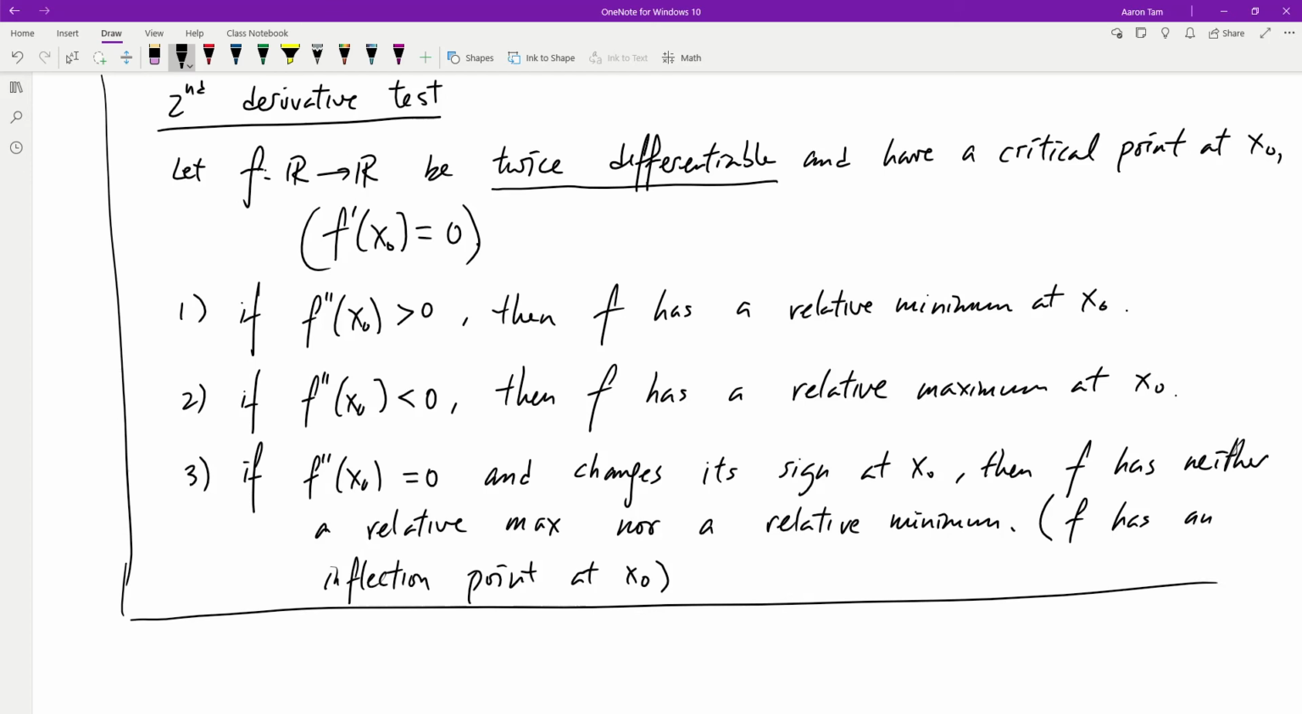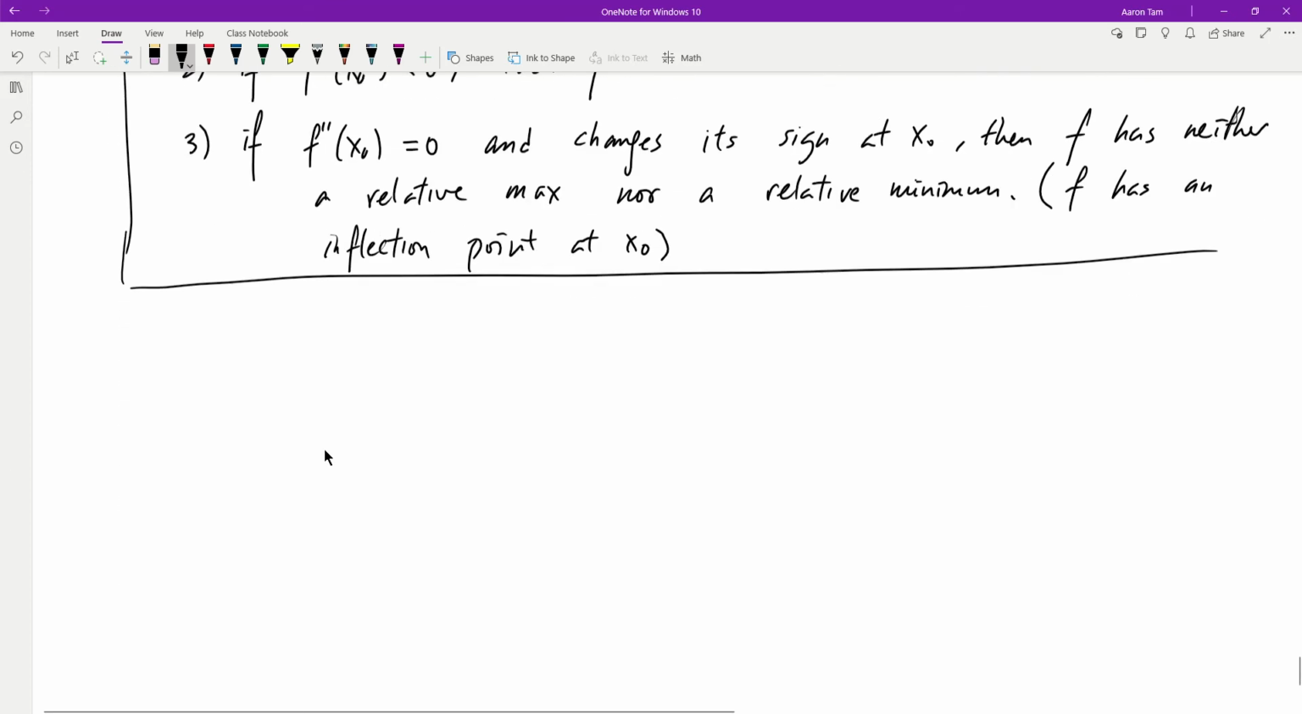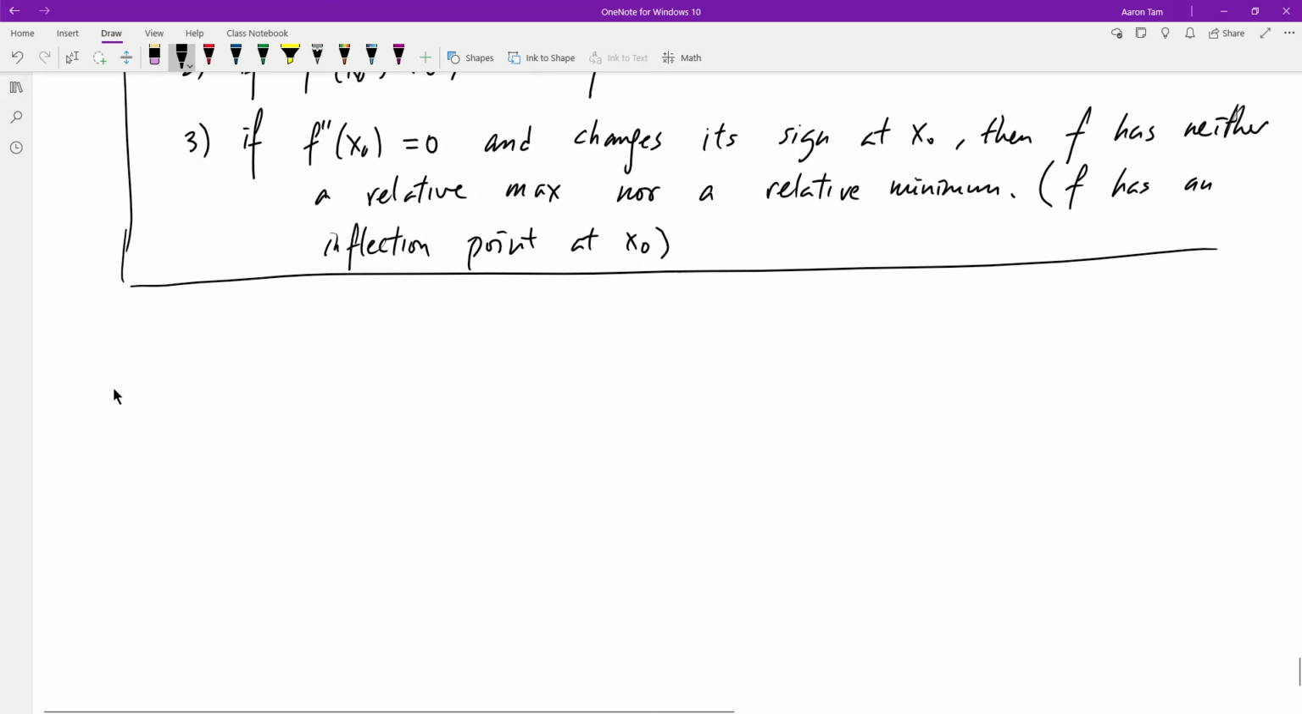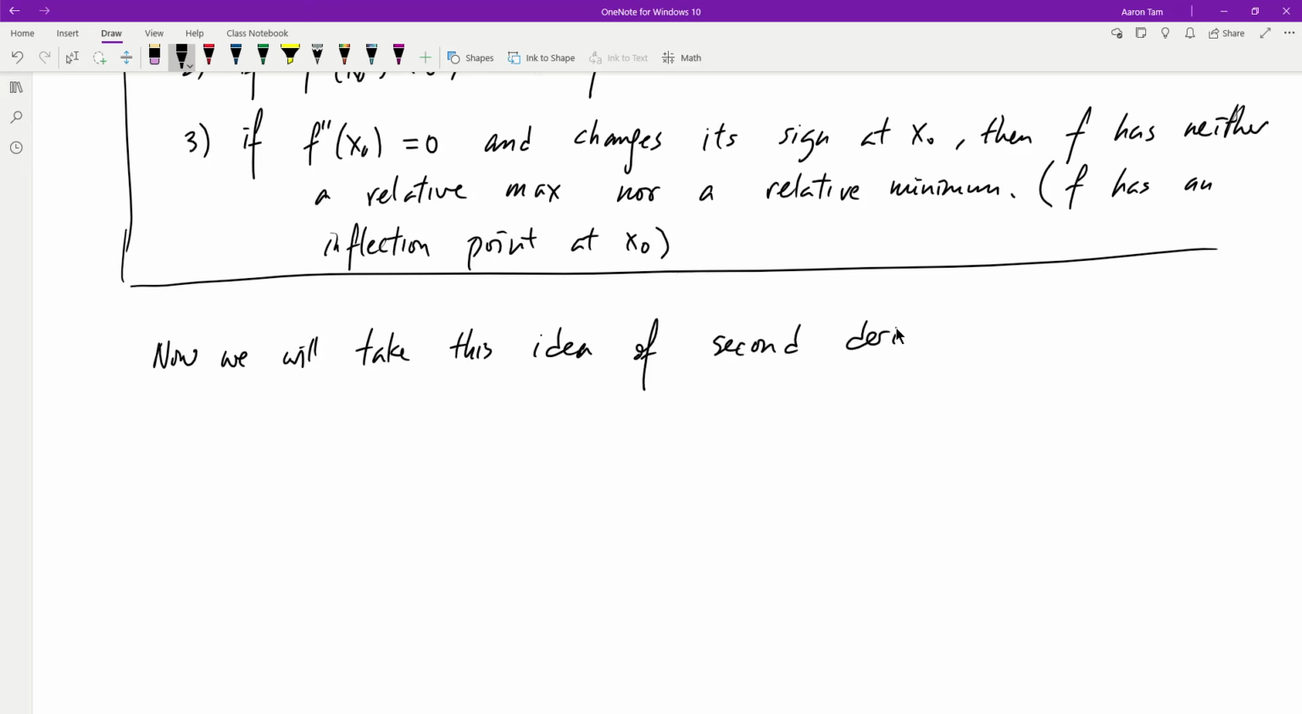So now what we're going to try to do is apply this to a several variable function. But there's a problem. Why do we want to do this? Now we're going to take this idea of a second derivative test and apply it to real value functions of several variables.